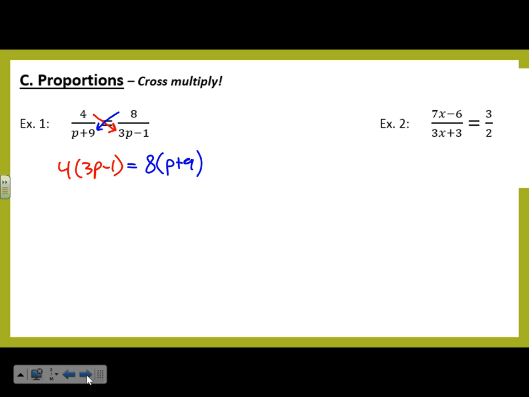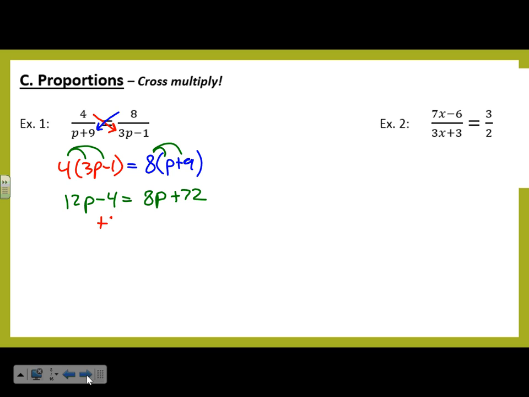4 times 3p minus 1, and 8 times p plus 9. Now again, you need parentheses. The most common mistake is forgetting that, and then putting the answer as 12p minus 1 and 8p plus 9. So make sure you use parentheses because you have to distribute. That's 12p minus 4 equals 8p plus 72, and then we just go ahead and keep solving this just like we've been doing.